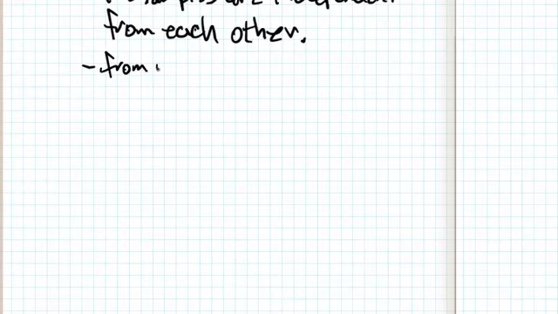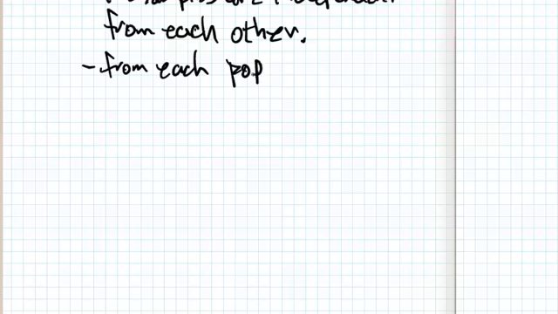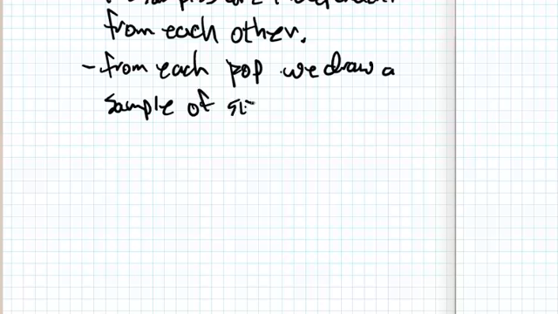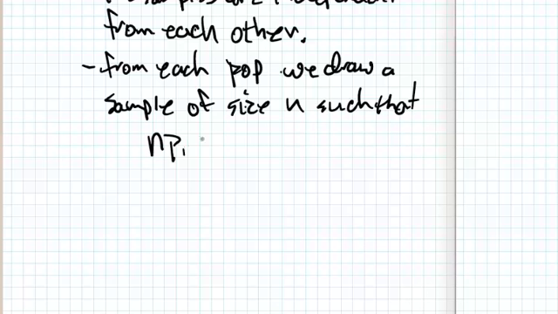And then standard issue, it's a proportion. So from each population, in my case it was the men and the women, we draw a sample of size n, such that NP1 and NP2 are both greater than or equal to 5. Just like before. Nothing to it.